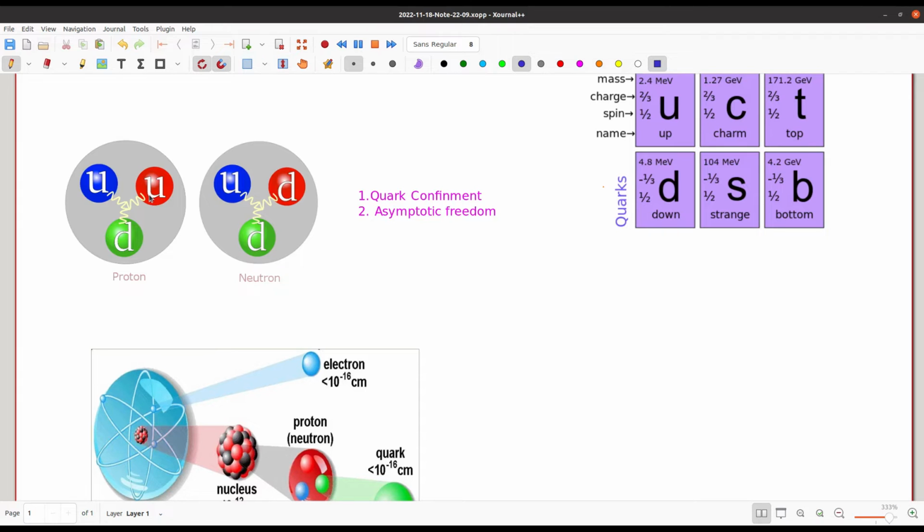Another feature is asymptotic freedom. If you go to very high energy, or you move these quarks very close to each other, then their interaction reduces, and they behave almost free. This is known as asymptotic freedom. So at the very high energy limit, they are almost free. The coupling, basically the interaction between them, decreases, and that is known as asymptotic freedom.